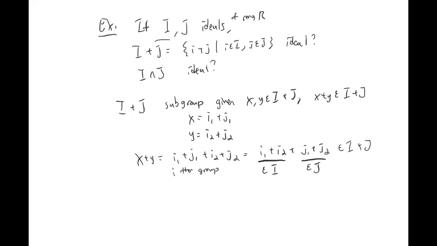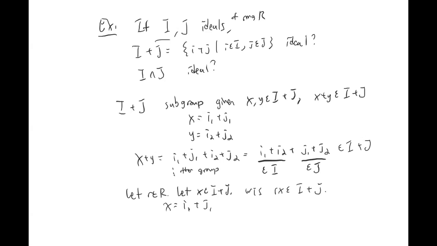Now the more important thing is checking the magnet property. So let r be in R. Let x be in I plus J. I want to show that rx is in I plus J. That's the magnet property. And I'll leave it to you to do the other way, x times r. But here, let's check it. Since x is in I plus J, x is i1 plus j1.